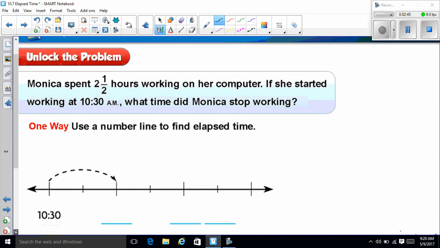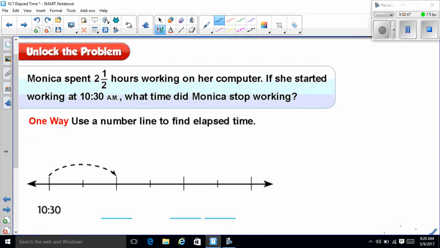Another type of problem is going to be asking us how much time has gone by, finding the end time or finding the start time. We call that elapsed time. In this particular problem, Monica spent 2.5 hours working on her computer. If she started working at 10:30 a.m., what time did Monica stop working? The method I'm going to use is a number line. So I have a number line that's written here.